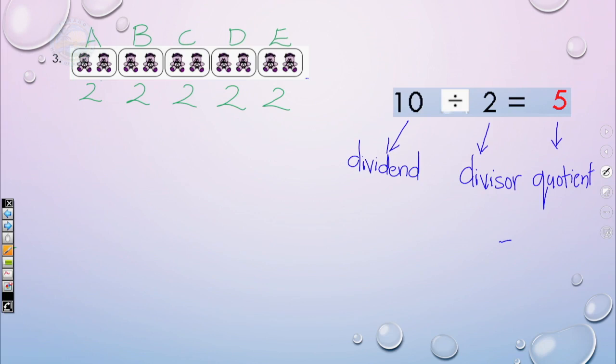Hope you got it. 10 is your dividend, the total amount. 2 is your divisor, the amount in each group. And 5 is your quotient or your answer.